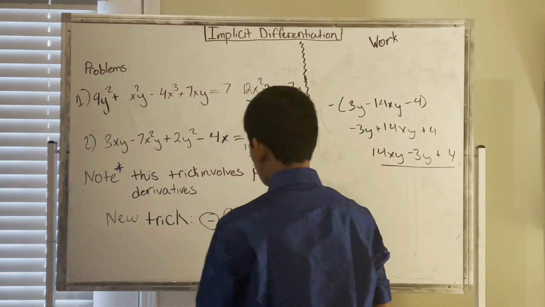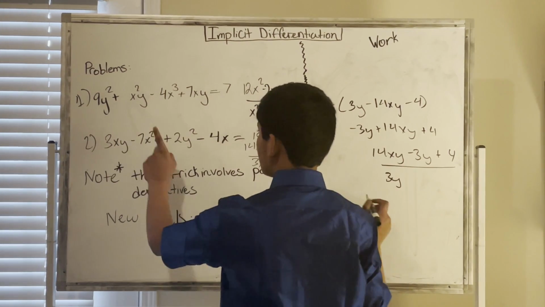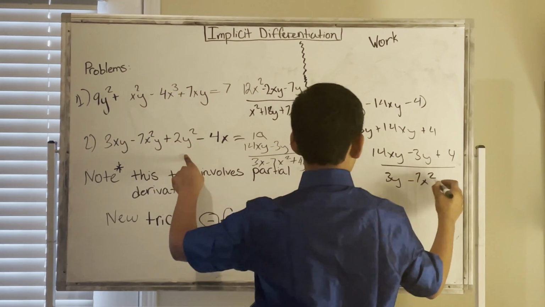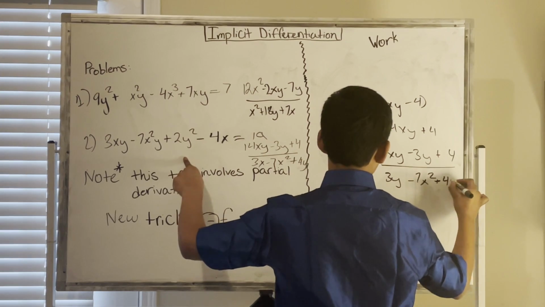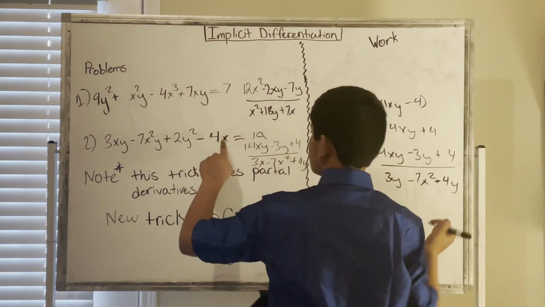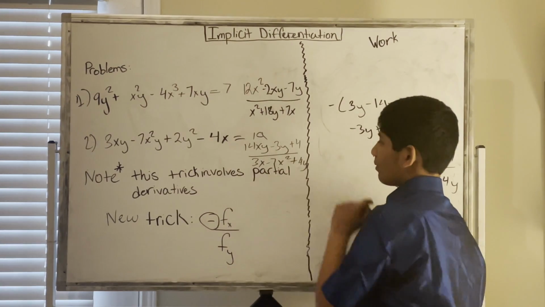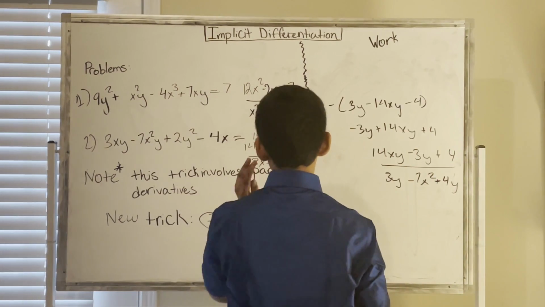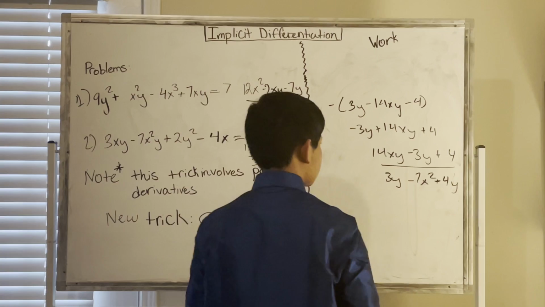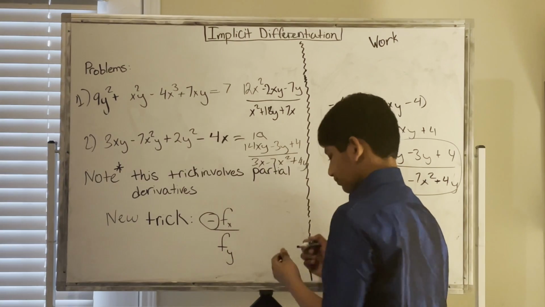Our denominator involves the partial derivative with respect to y. This becomes 3y. This becomes minus 7x squared. This becomes plus 4y. And this becomes 0. So we get 3y minus 7x squared plus 4y, and that is exactly what we have on the denominator. So if we look at this, 14xy minus 3y plus 4 over 3x minus 7x squared plus 4y, this matches this, which means we are right.